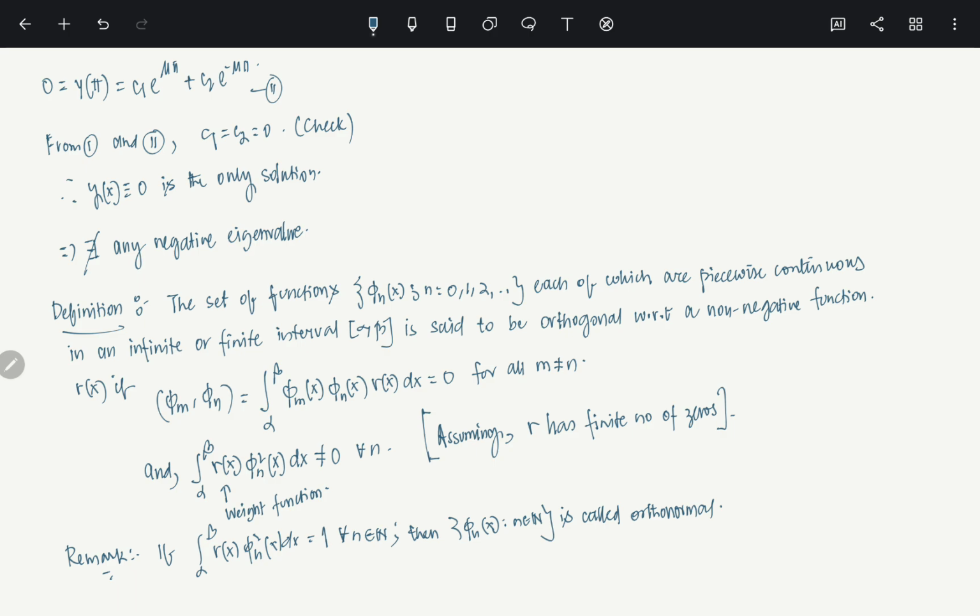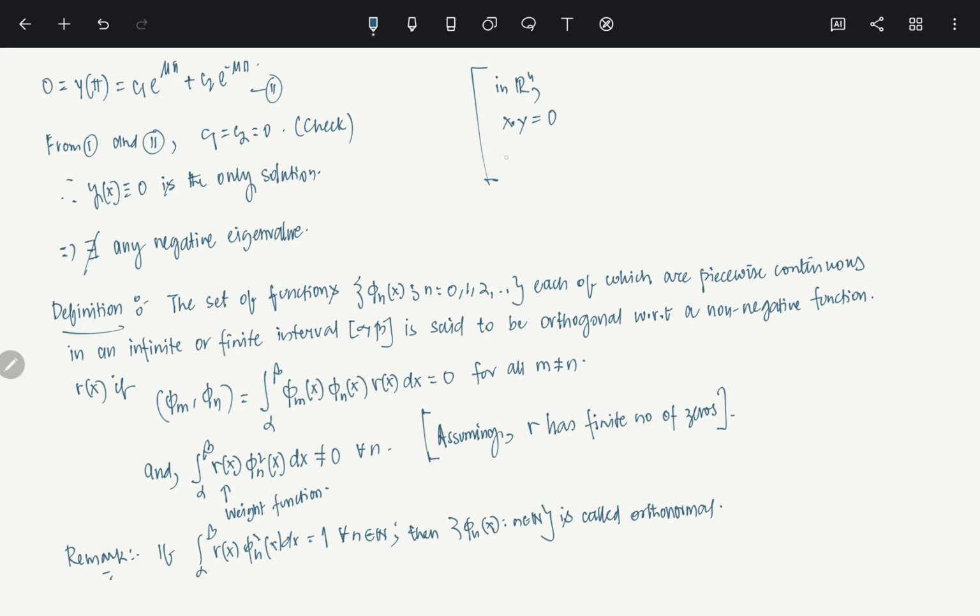Now, what's the idea? Basically, let me give you some motivation. In Rn, two vectors x and y are orthogonal to each other, basically perpendicular to each other, if x dot y is 0. So in Rn, what is the inner product? The inner product is given by x dot y. That's the dot product, right?